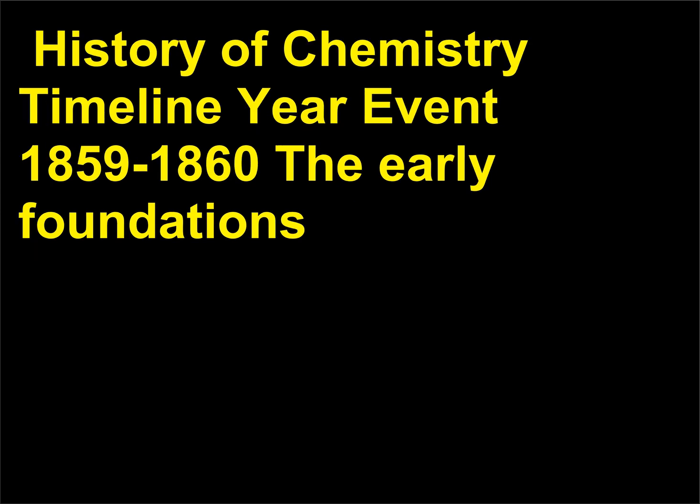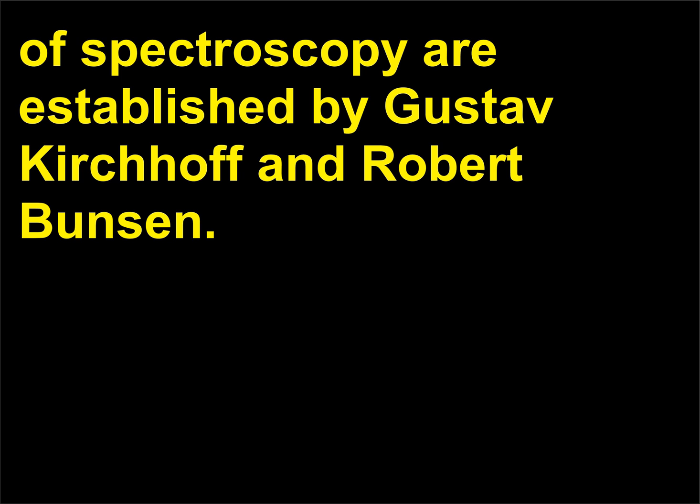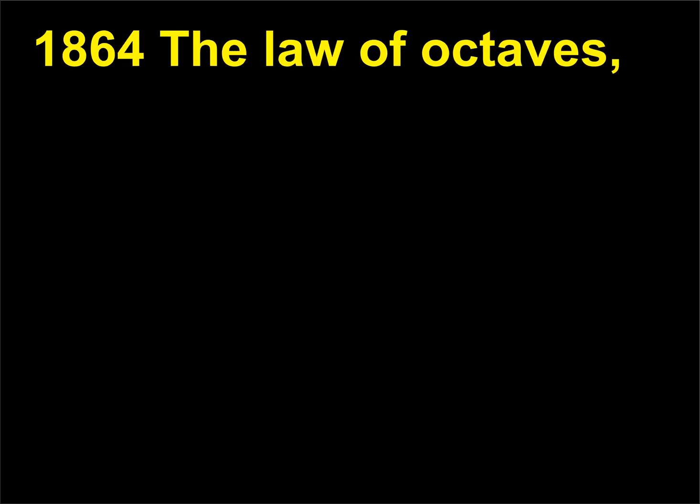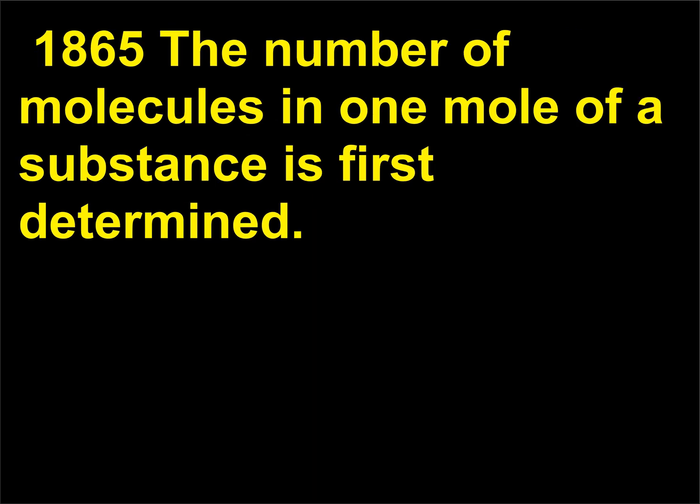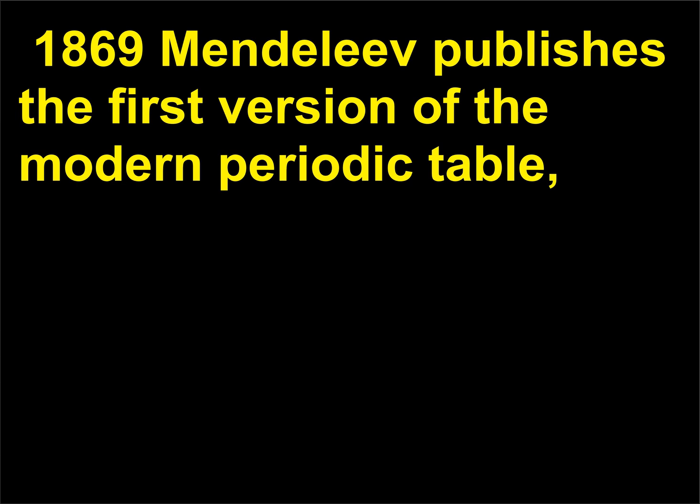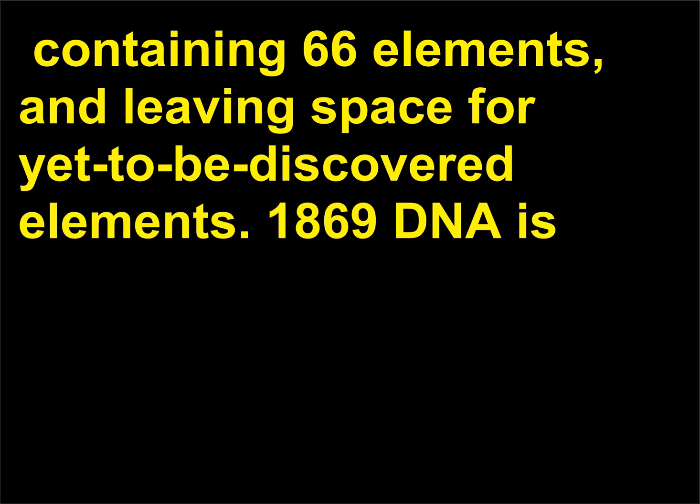History of Chemistry Timeline. Year, Event. 1859 to 1860: The early foundations of spectroscopy are established by Gustav Kirchhoff and Robert Bunsen. 1864: The Law of Octaves, an important step leading to development of the modern periodic table, is first proposed. 1865: The number of molecules in 1 mole of a substance is first determined. 1869: Mendeleev publishes the first version of the modern periodic table, containing 66 elements, and leaving space for yet to be discovered elements.